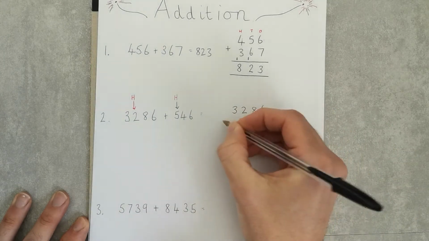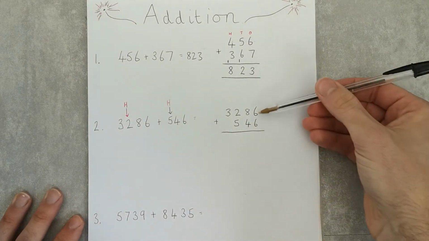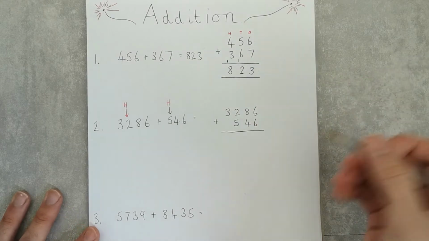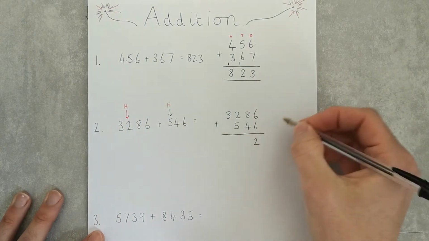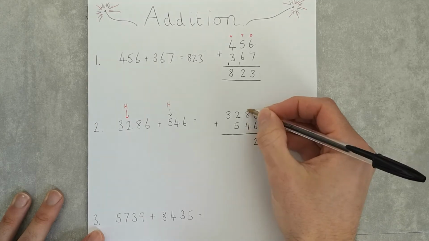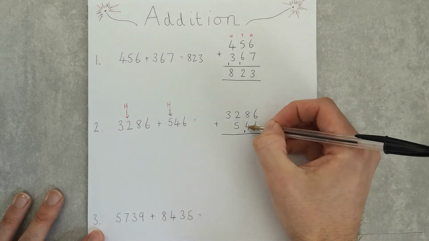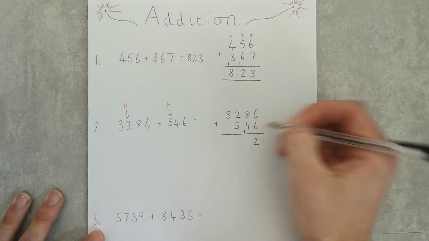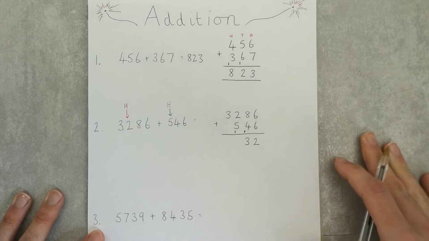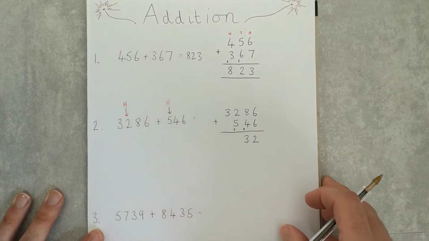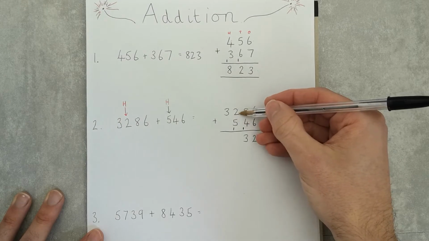546. Then we're going to add it together. Start off on your ones. 6 add 6 would give me 12. Go my 2. Now I'm going to exchange my 1. I'm going to put my 1 into the tens column. 8 add 4 gives me 12. Add the 1, 13. 3 and my 1 over. Because that's 130, I'm going to put my 100 over. 5 add 2. 5, 6, 7.